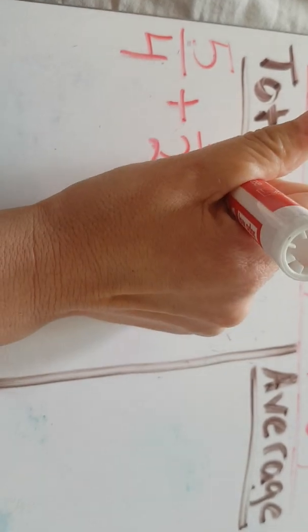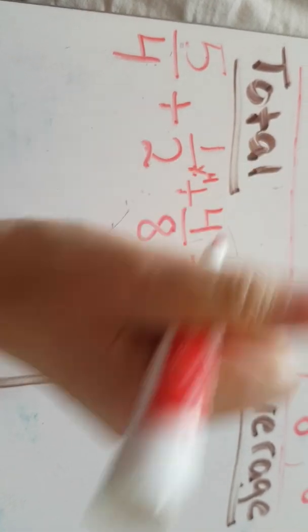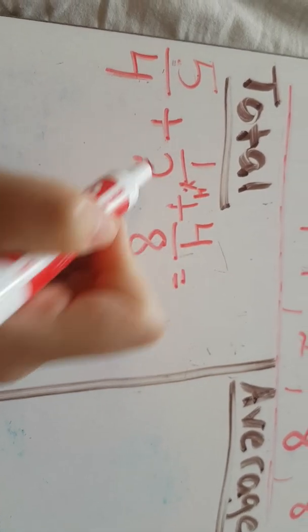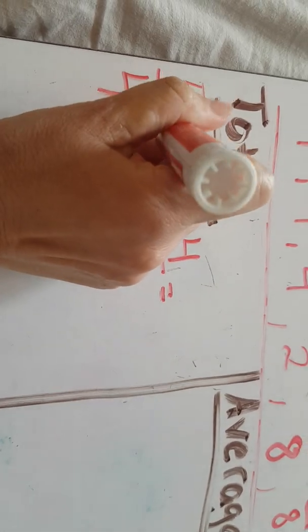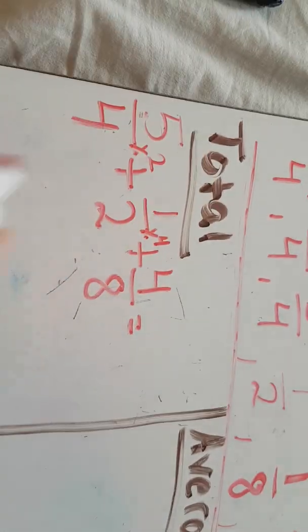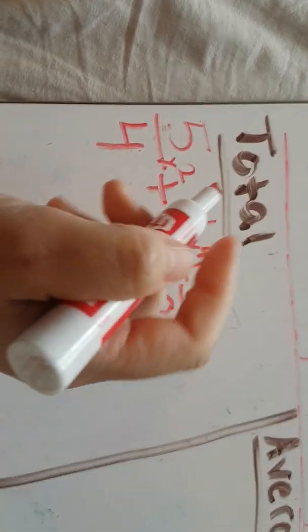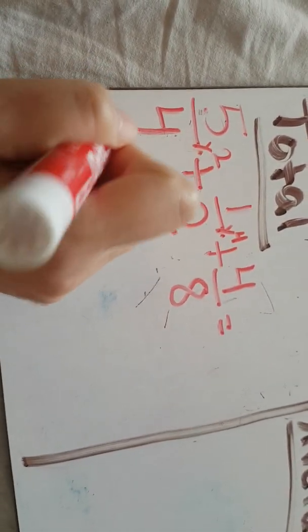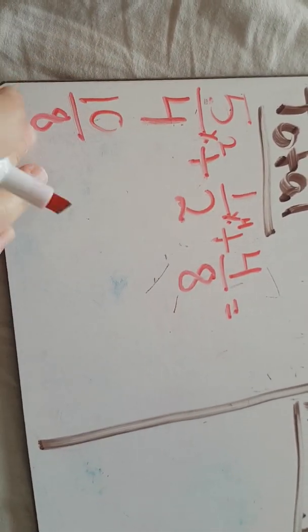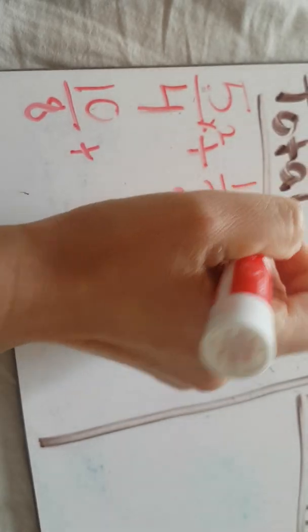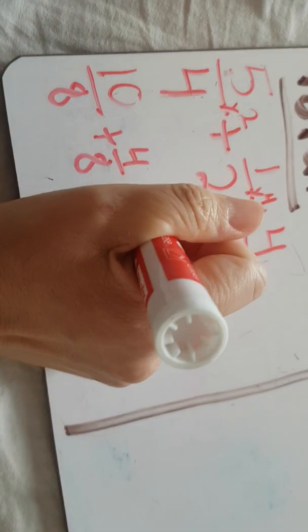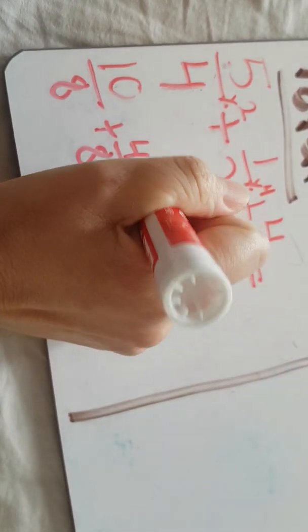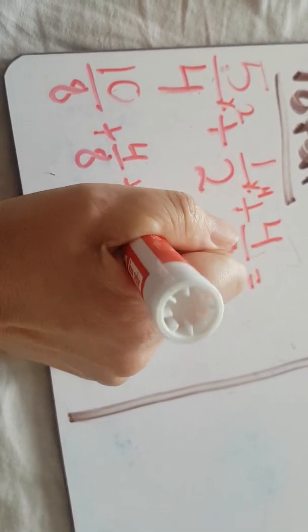2 times what equals 8? And it's 4. So I will multiply the top and the bottom by 4. 4 times what equals 8? And it's 2. I'll multiply the top and bottom by 2. So 2 times 5 is 10 over 8 plus 4 over 8 plus 4 over 8.